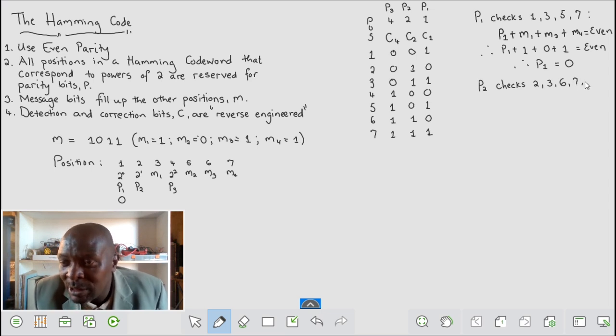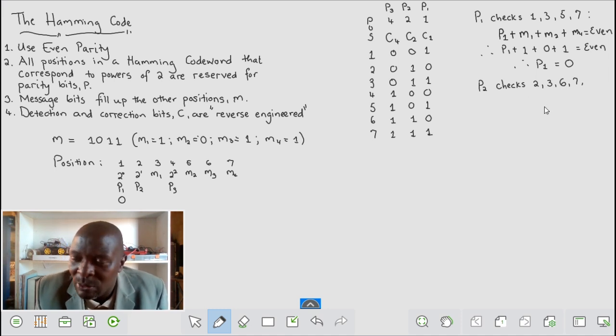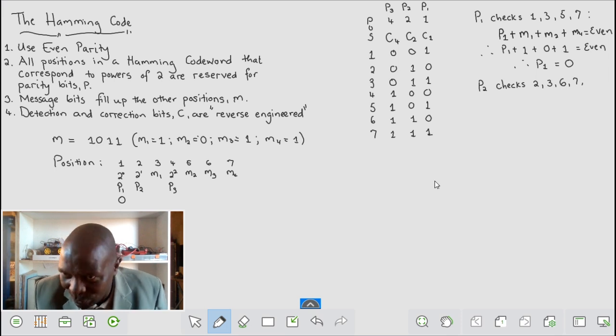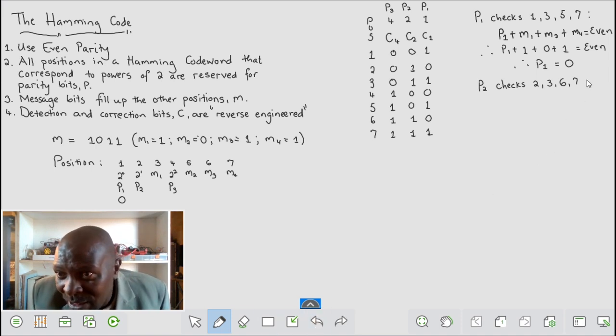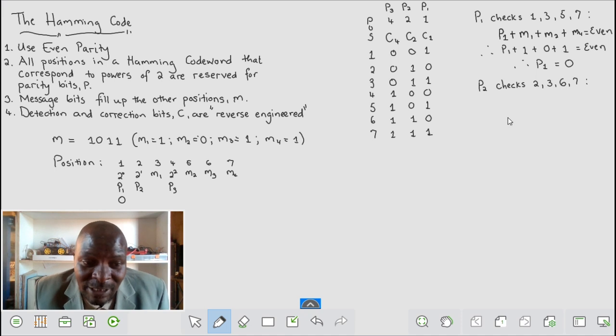If we were to go on, if the number was longer, position 8 wouldn't have had a 2. 9 wouldn't have had a 2. 10 is 8 and 2, so we would have had 10 next, but our number doesn't go that far. So 11 is 8, 2 and 1, so P2 would have checked 11 if the number was that long, but we only go as far as 7 with our current number. So what it means therefore is that these positions here would have to give you an even number of ones as well. So what does it mean?